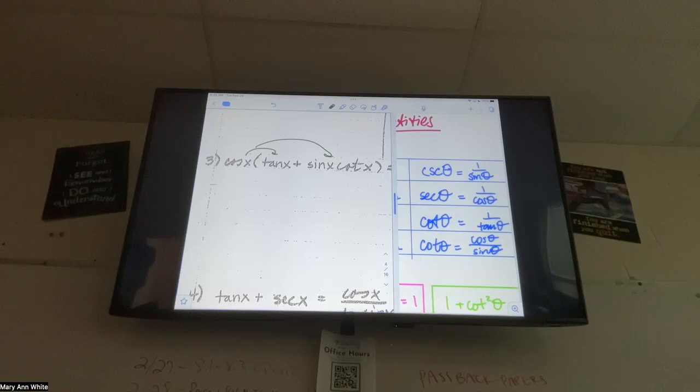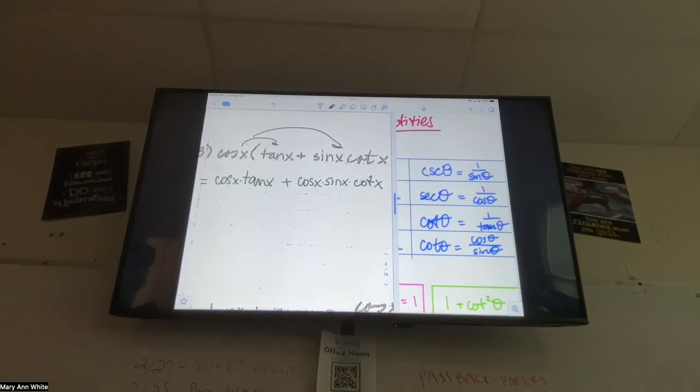Cosine times tangent is just going to be cosine x tan x. And then cosine times sine times cotangent is just literally going to be all of those trig functions in a little row. Cosine x, sine x, cotangent x. If it makes you happy, you can put little multiplication signs in between them. Those are multiplication, not minus. So if you get confused, that's just what they mean, multiplication.